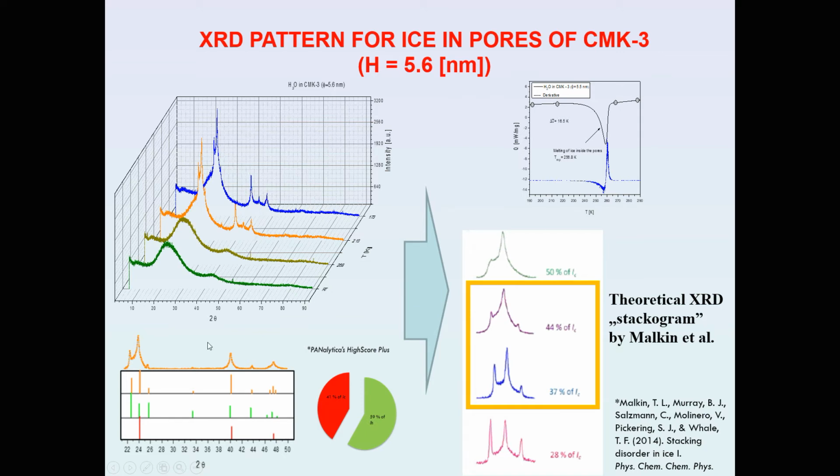Analysis of the spectrum using the PANalytical HighScore Plus program shows that the spectrum obtained for this system is typical of the theoretical spectrum shown by Malkin for stacking disordered ice. This means that the ice observed in the system consists partially of cubic ice and partially of hexagonal ice.